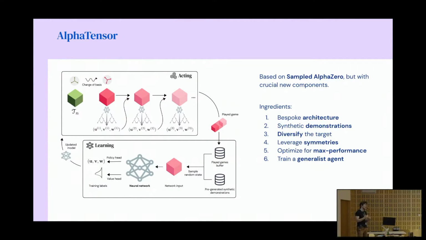And all these 6 ingredients have this nice property that I believe they are quite general. So they're not specific to discovering matrix multiplication algorithms. They can be used when tackling different search problems or mathematical problems using reinforcement learning. So let me go through those 6 in turn now.